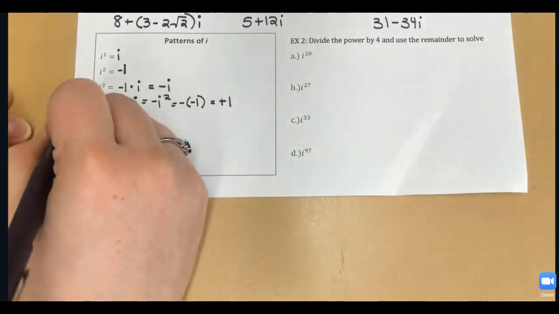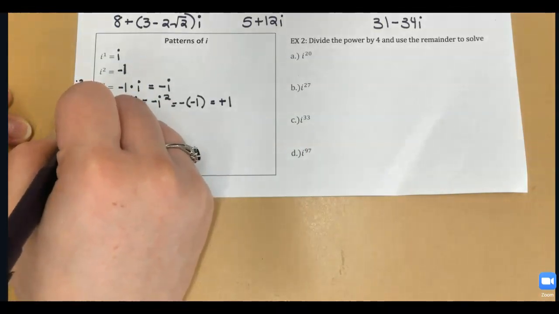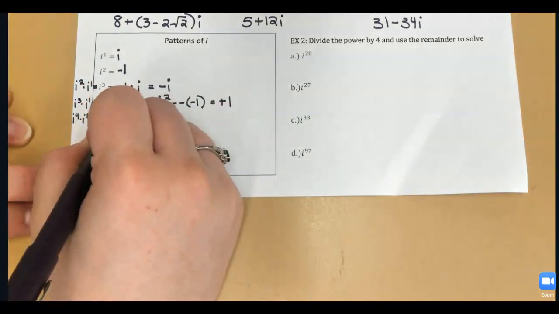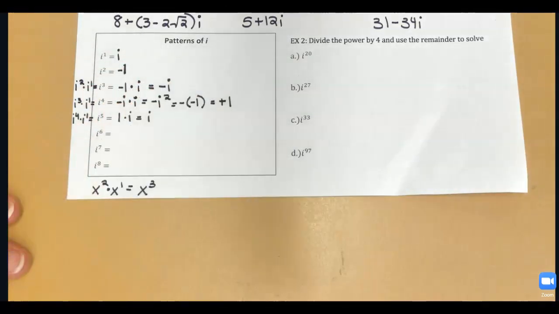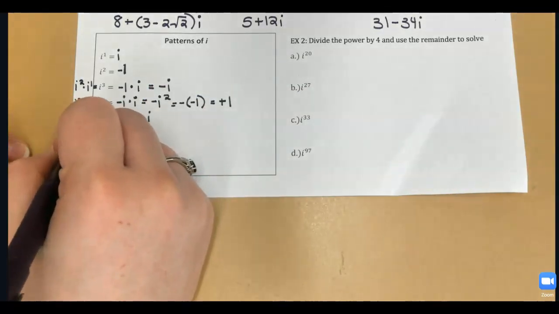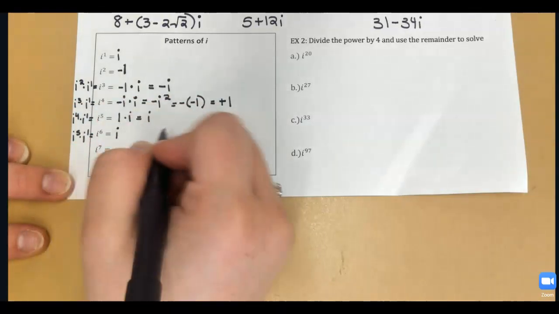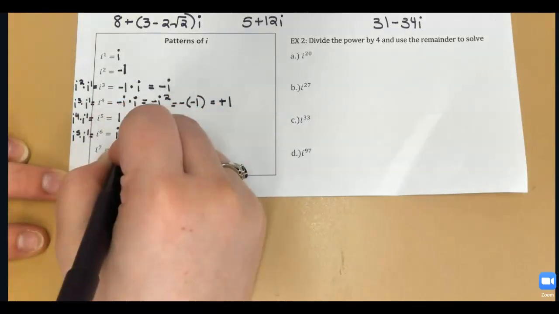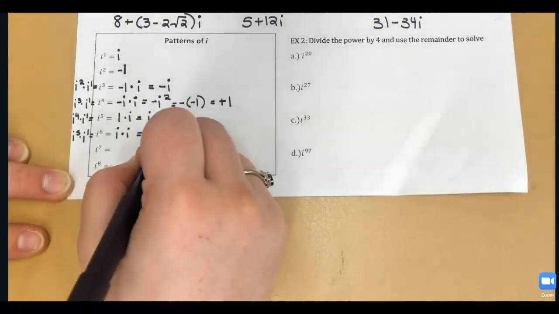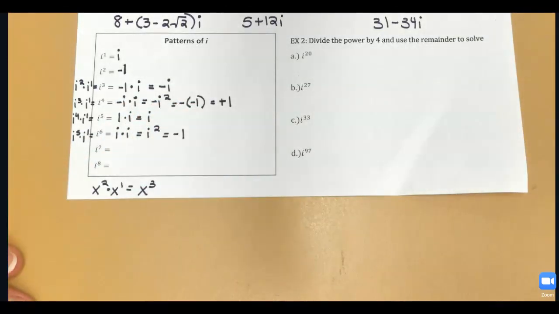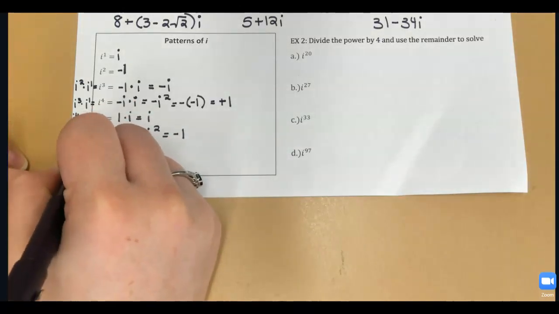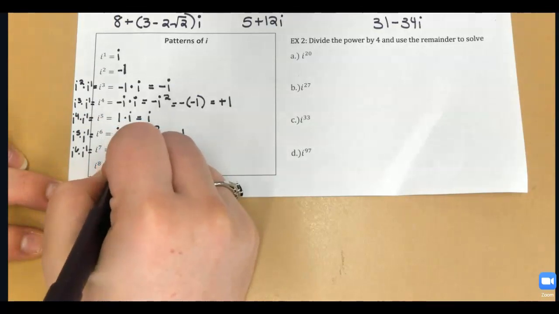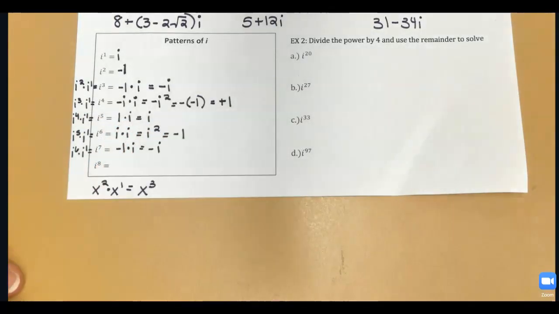For i to the fifth, that would be i to the fourth times i to the first. And we know i to the fourth is +1. i to the first is just i, so this gives me i again. i to the sixth, that would be i to the fifth times i to the first. We know i to the fifth is i, and i to the first is i. So this gives me i squared, which I know to be -1. i to the seventh, that's going to be i to the sixth times i to the first. So -1 times i, that's -i.